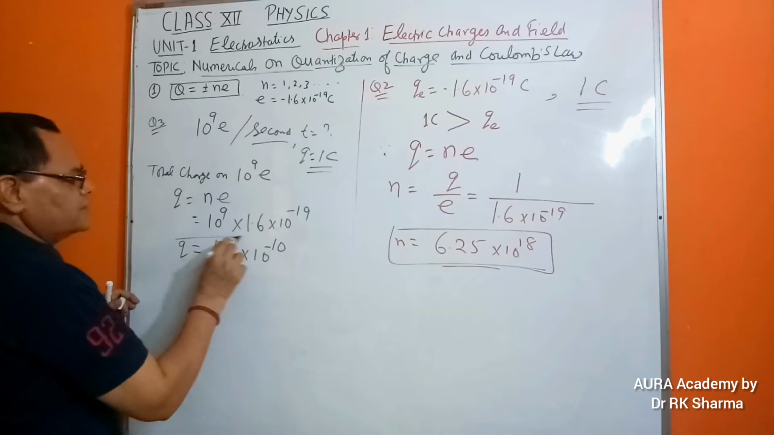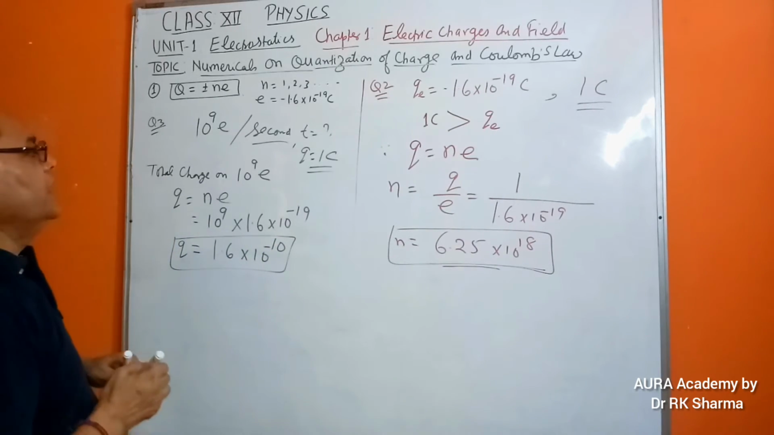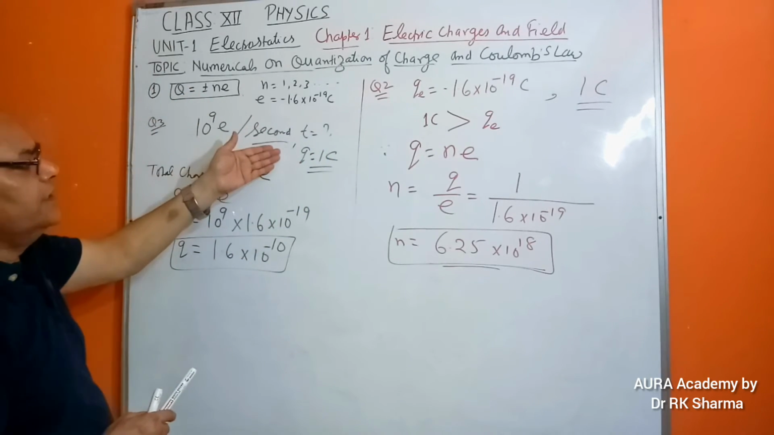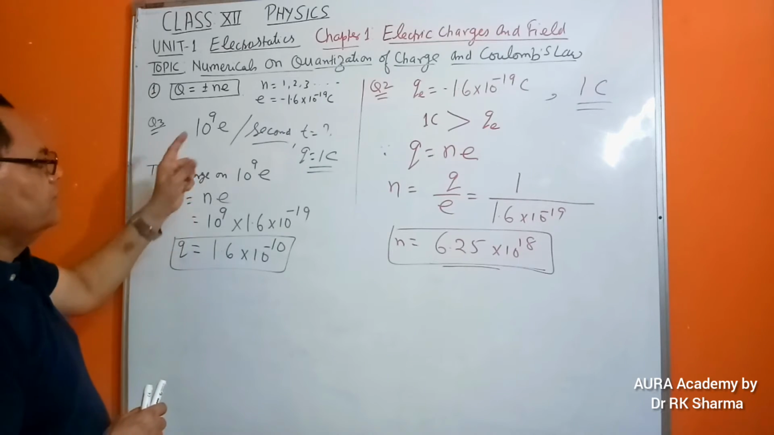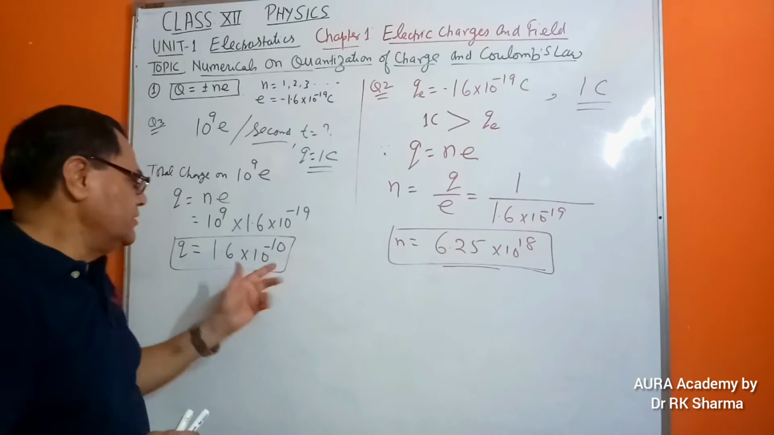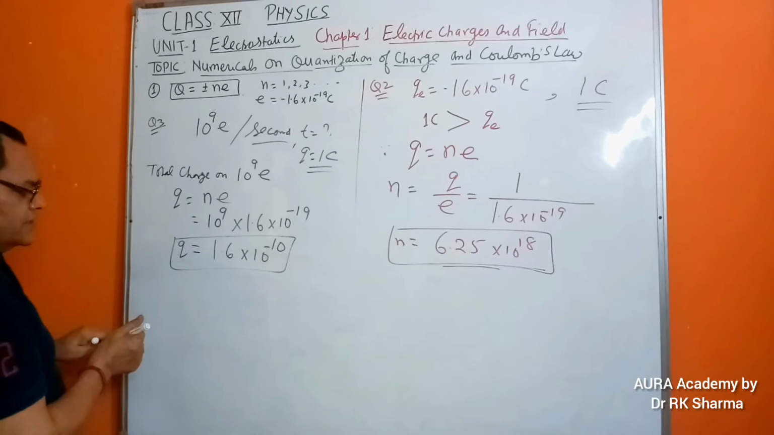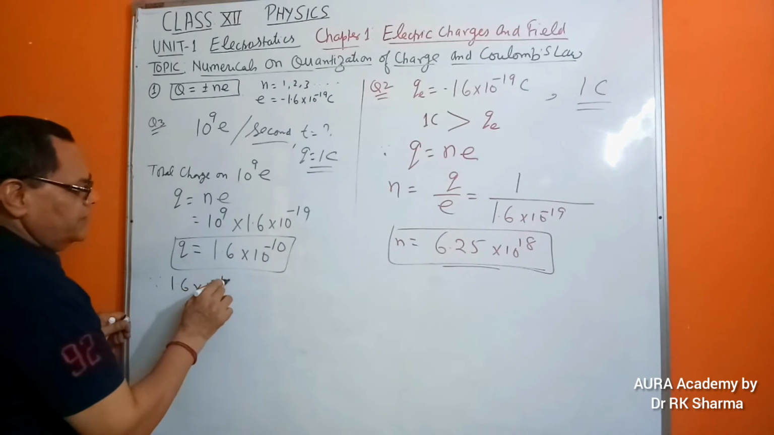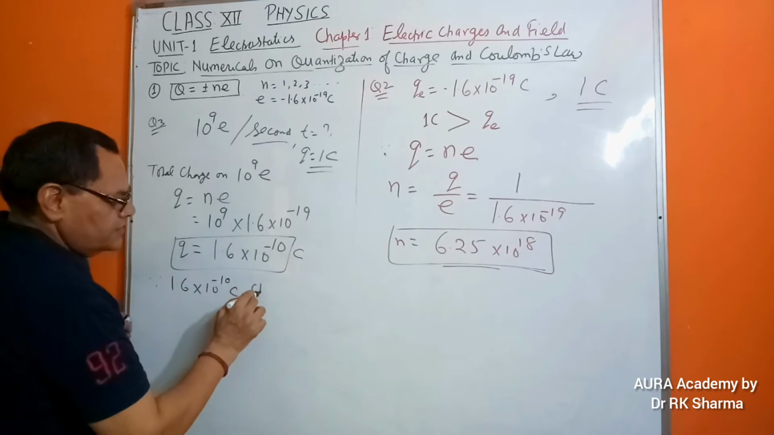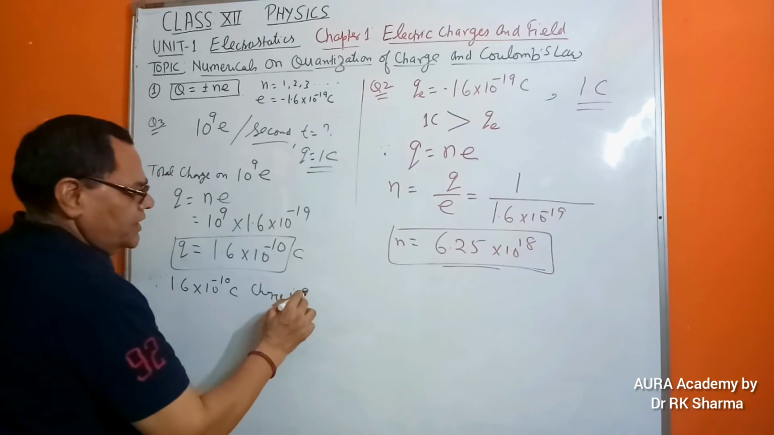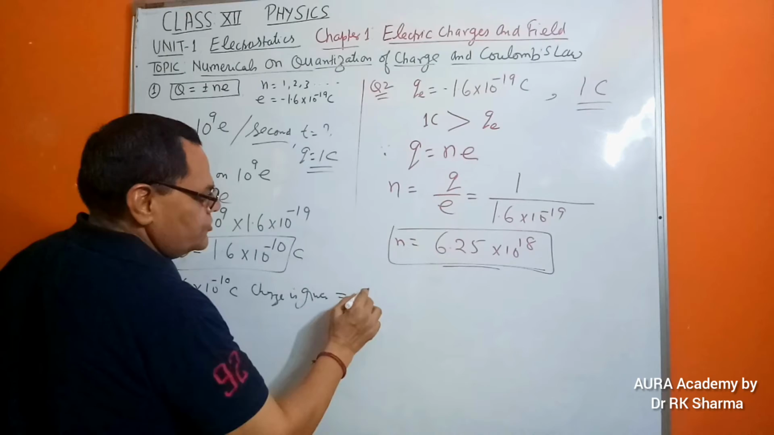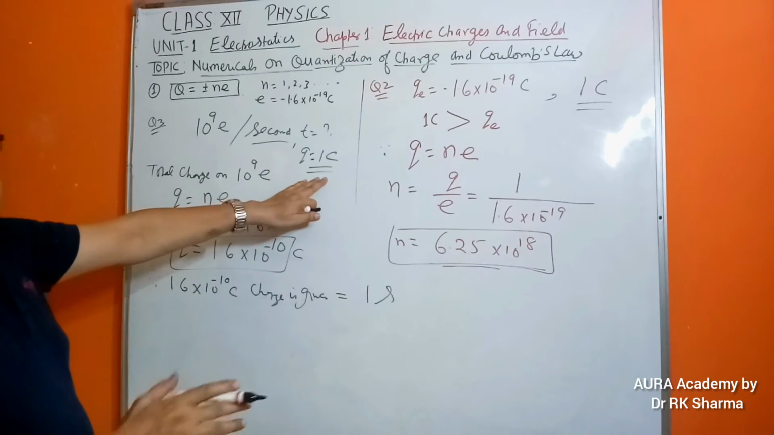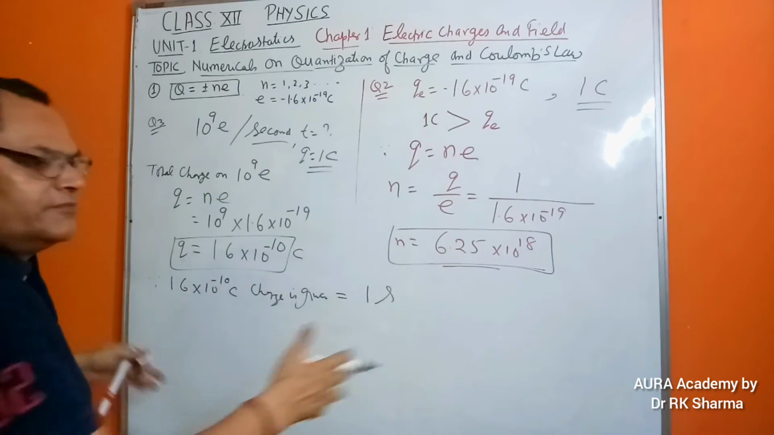So this much charge is given out by any body releasing 10 to the power 9 electrons per second. Clear? That means the charge given out per second will be this. You can write it in statement form: 1.6 into 10 to the power minus 10 coulomb of charge is given out in how much time? In 1 second, because we need to find the time to release 1 coulomb of charge. So by the unitary method, a very simple method.